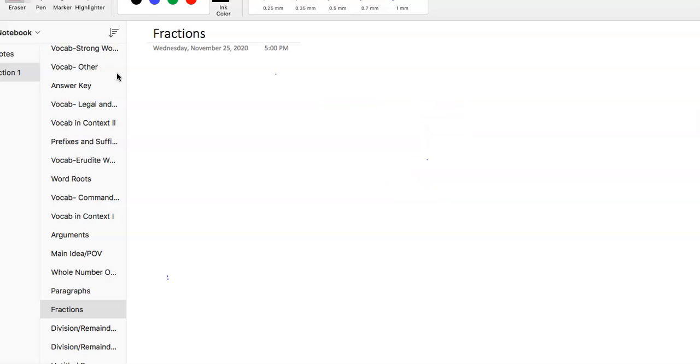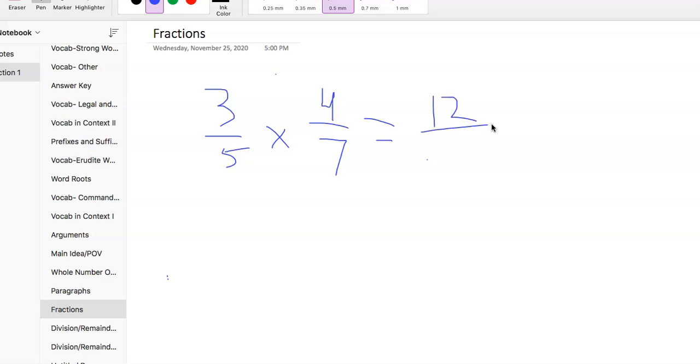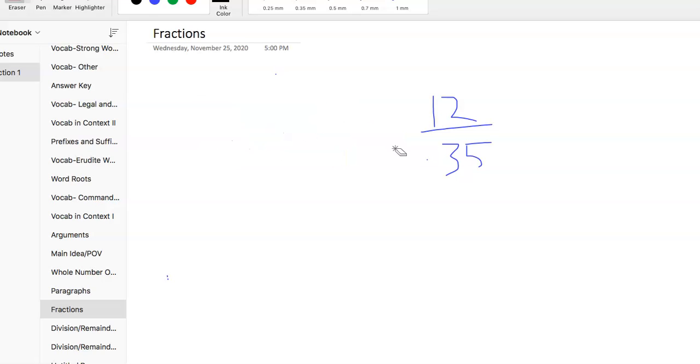Sometimes you could just get something without a variable, just numbers. So if it's 3 over 5 times 4/7, let's say, again we just multiply straight across. We don't have to do anything with the denominators like we did with adding and subtracting. 3 times 4 is 12. 5 times 7 is 35. Our fraction is 12 out of 35. Pretty straightforward. And then finally, we have dividing fractions.